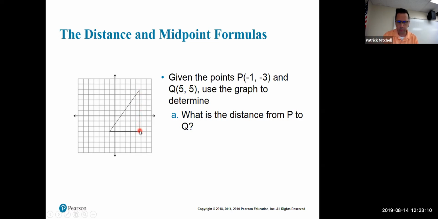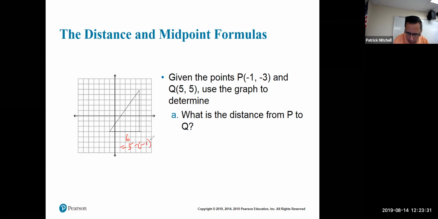All right, so I'm going to throw caution to the wind and try to use the pen again. So what I'm saying is the length of this line segment is 6, which came from 5 minus -1. And the length of this line segment is 8, which came from 5 minus -3.